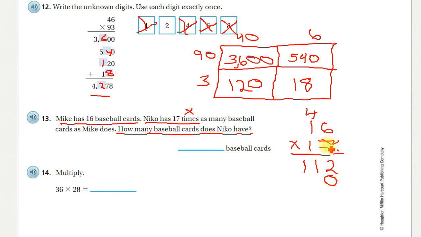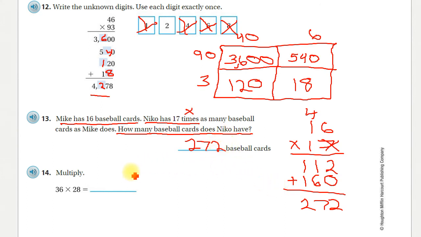If you decide to use the regrouping method, that's fine, but don't forget your 0 placeholder down here after you're done with the 7. Now I just multiply the 1 times each number on the top. 1 times 6 is 6. 1 times 1 is 1. Now I have two partial products on this problem. 2 plus 0 is 2. 1 plus 6 is 7. 1 plus 1 is 2. So he has 272 baseball cards.